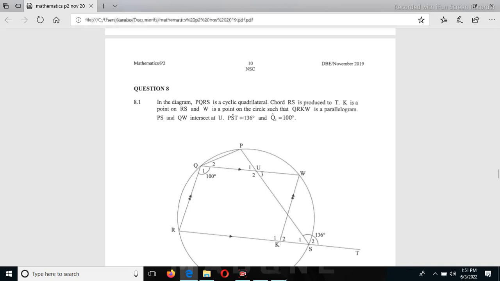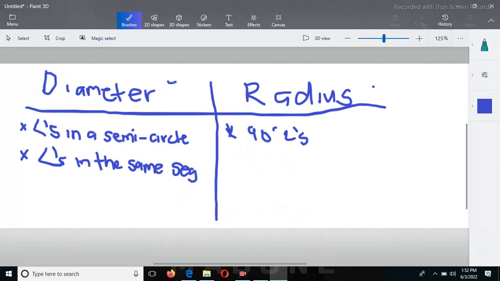In the diagram, PQRS is a cyclic quadrilateral. Chord RS is produced to T, K is a point on RS, and W is a point on the circle such that QRQW is a parallelogram. Okay, guys, from this Bible, we can see that there is absolutely nothing that has been said about our diameter and our radius. So for this question, these two are not applicable. Can we move on? I hope you copied everything down. So let's move on.